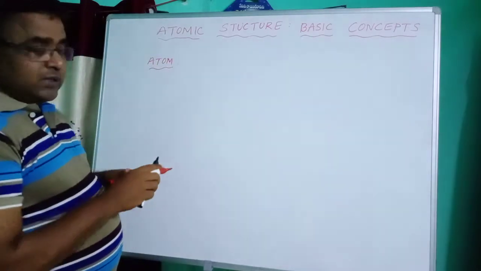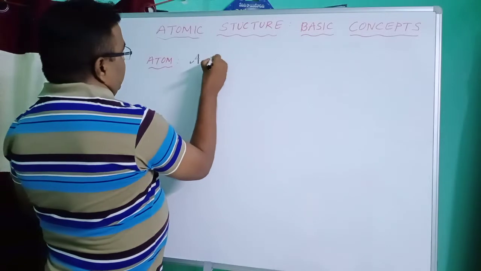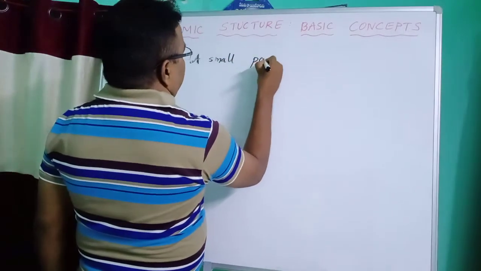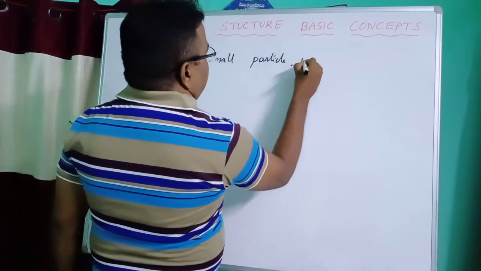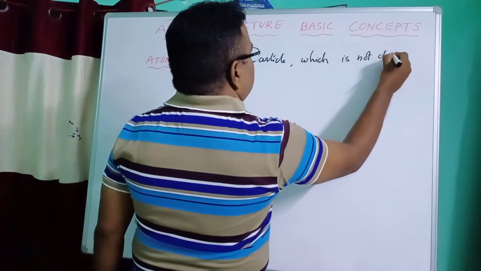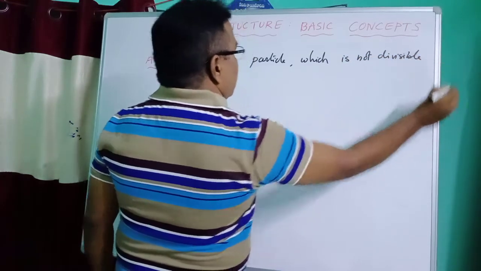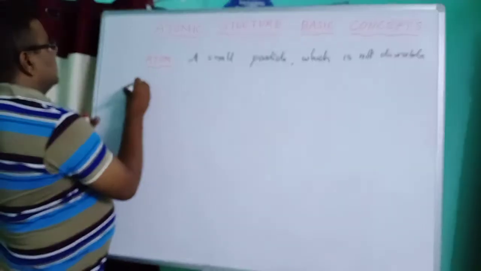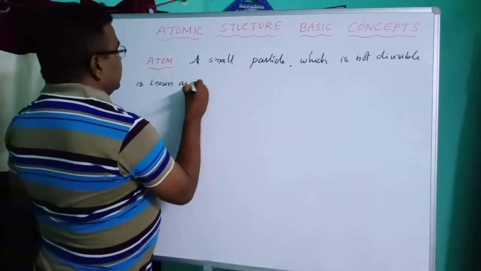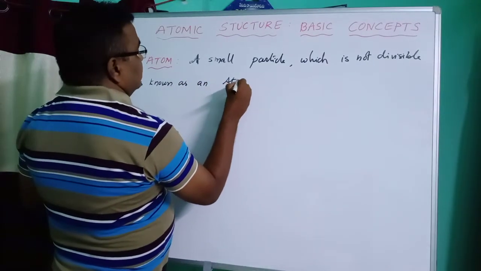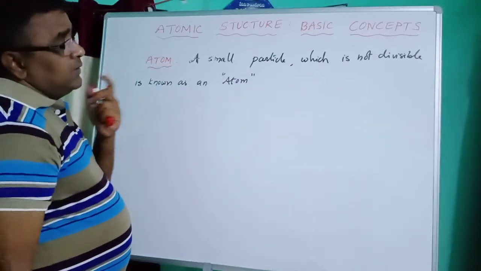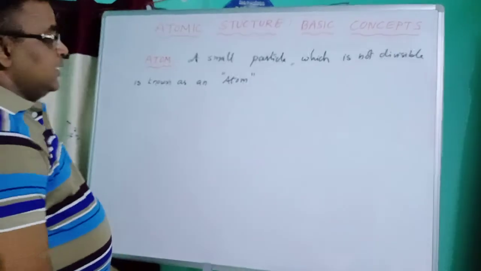Atom. What is an atom? A small particle which is not divisible is known as an atom. So what is an atom? A small particle which is not divisible is known as an atom.